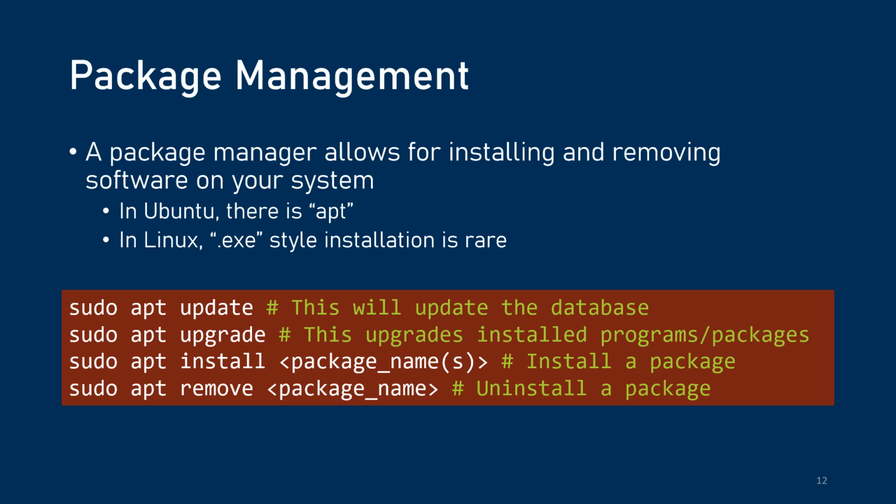So when you're working with a package manager, usually you'll want to use these commands. So sudo apt update will update the database. It'll go and look at all the packages that you have available, what you have installed, and what's available to upgrade. Then if you run sudo apt upgrade, it will actually upgrade your installed programs. Sudo apt update does not update your programs. Sudo apt upgrade will update your programs. And then sudo apt install installs a package. Sudo apt remove uninstalls the package.